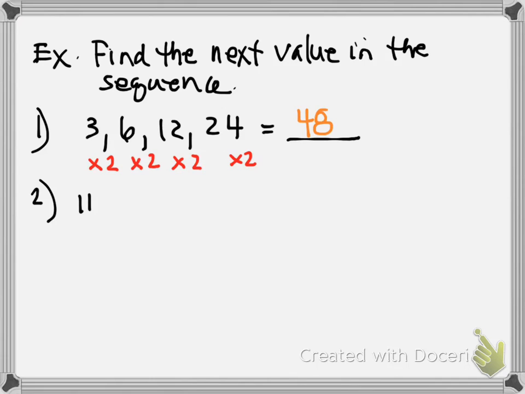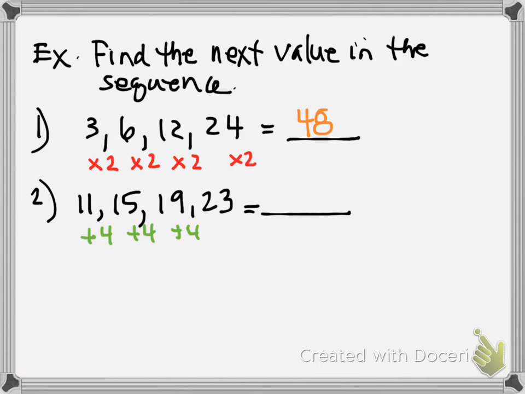Next, how about 11, 15, 19, 23. So again, my numbers are increasing, so the only two choices for patterns are adding or multiplying. That's generally how we start. So let's try adding first. See, 11 plus 4 equals 15. If I add 4 to 15, I do get 19. If I add 4 to 19, I do get 23. So I got the pattern off at the very first time. So the next number in the sequence, I would add 4 to the other number, and that would get me to 27.